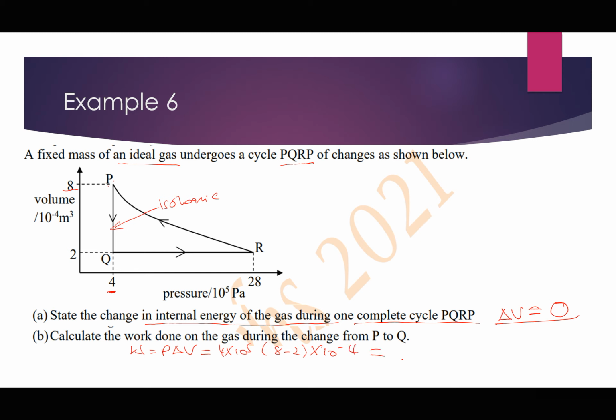When I press my calculator, I'm getting 240 joules as the work done on the gas during the change from P to Q. You can even see that work is done on the gas because the volume is decreasing. It is a compression. Work is done on the gas from P to Q because it is a compression.